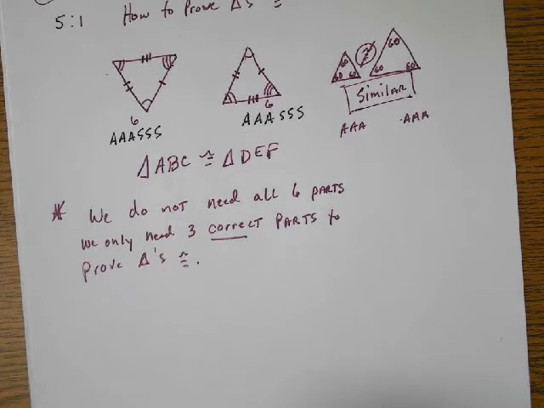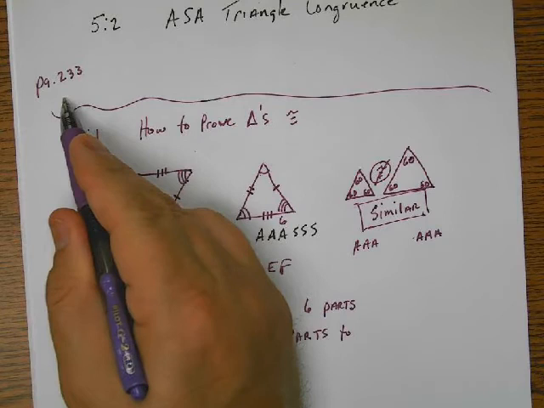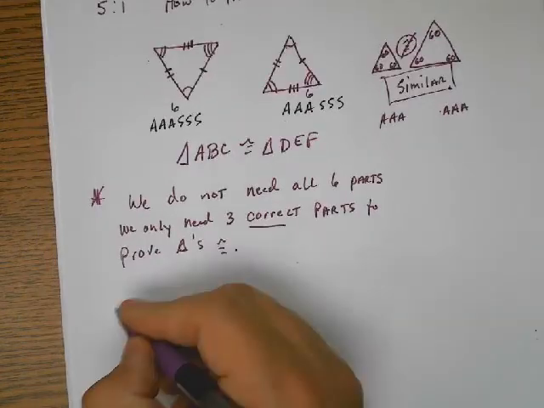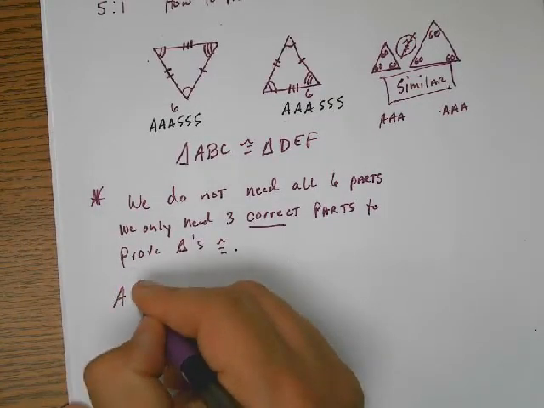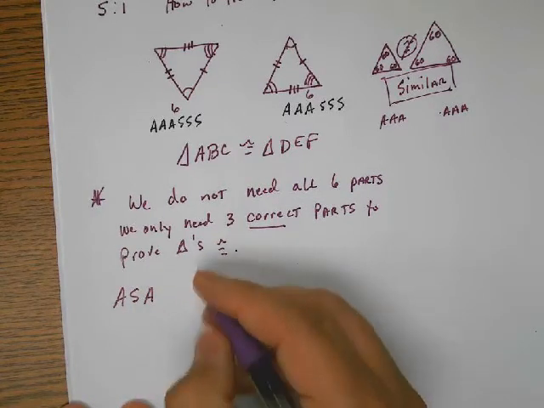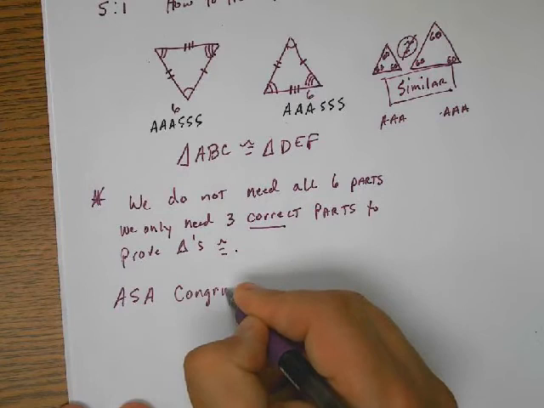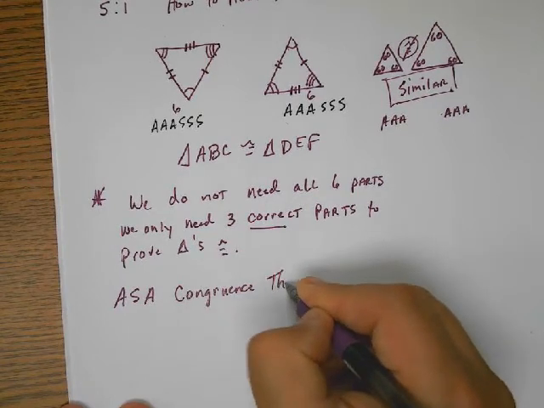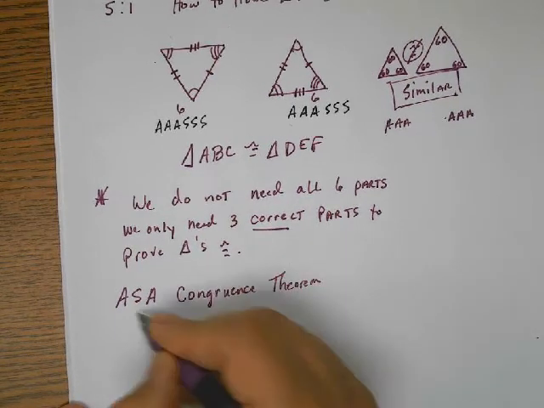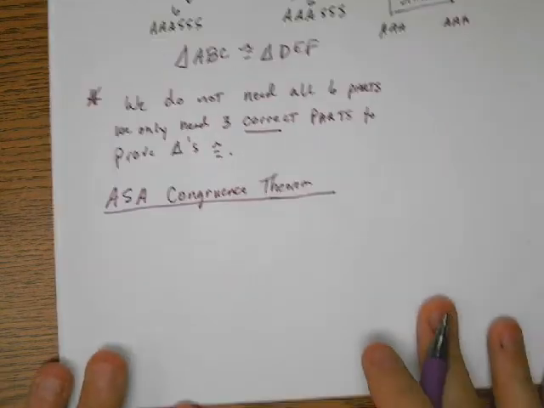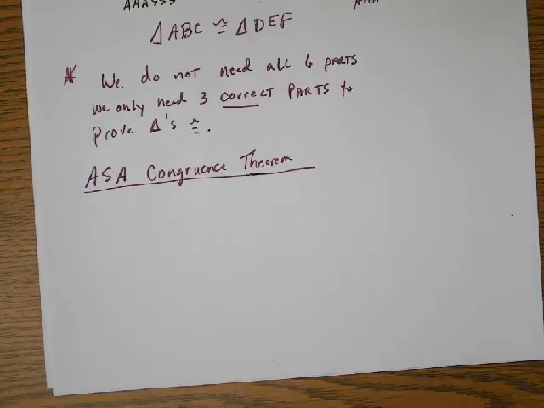All right, I have you turn to page 233. You still there? Okay. At the top of page 233, you're going to see what is labeled the ASA. They say congruence theorem. Is that what they call it? Congruence theorem. Please put that in your notes. The ASA congruence theorem.